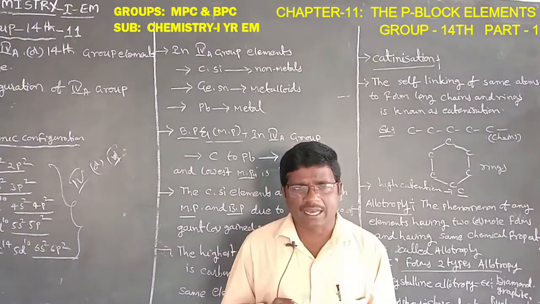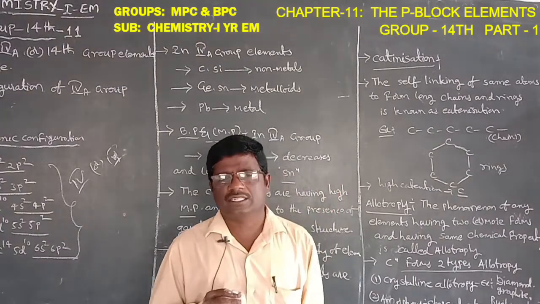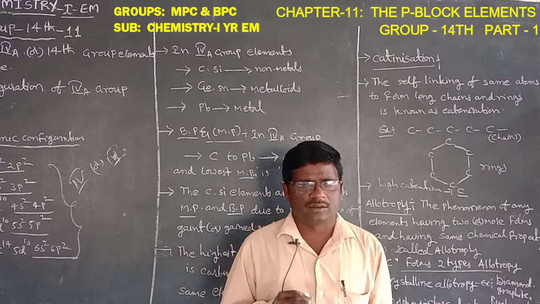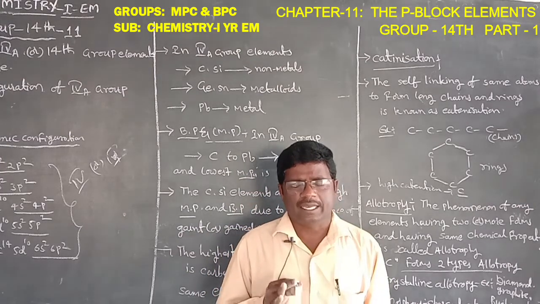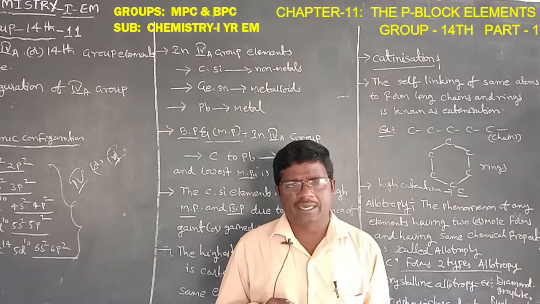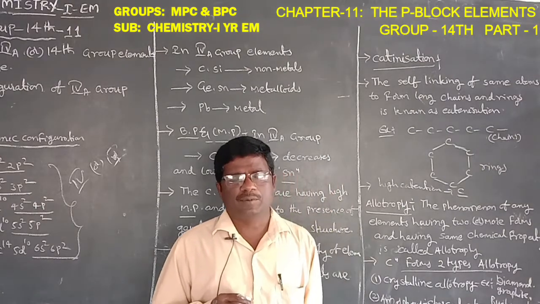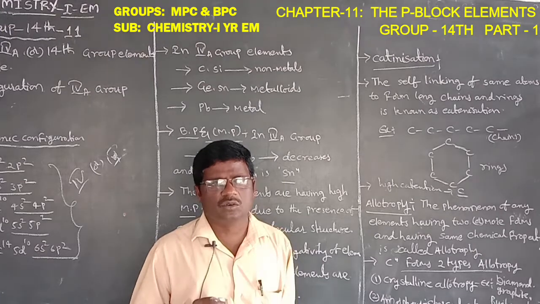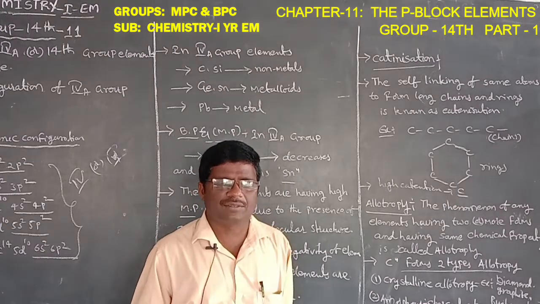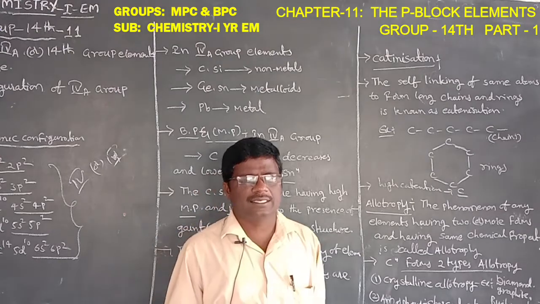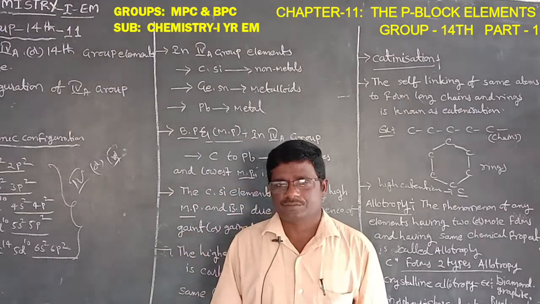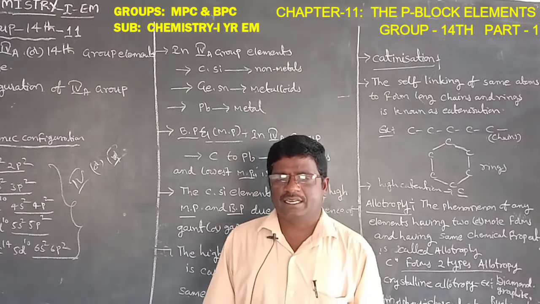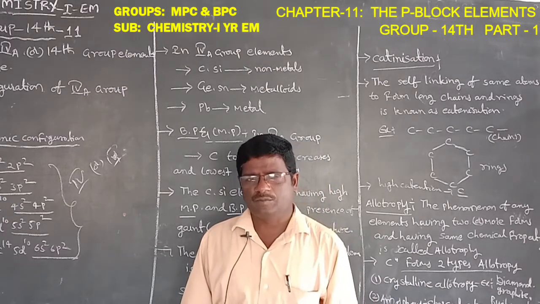And the second one is amorphous. Amorphous means powder nature. For example, coke, charcoal, wood charcoal, animal charcoal, lamp black, and coal are the types of amorphous carbon. The remaining topic is the structure of diamond, graphite, and fullerene.